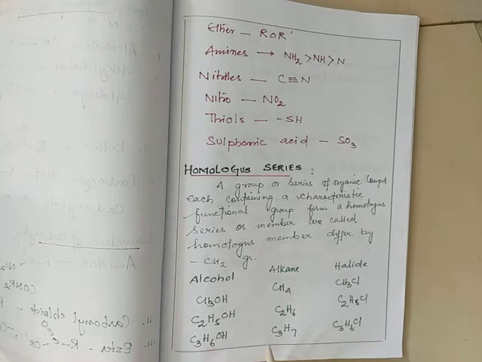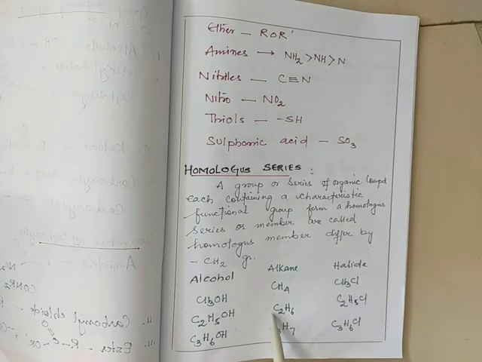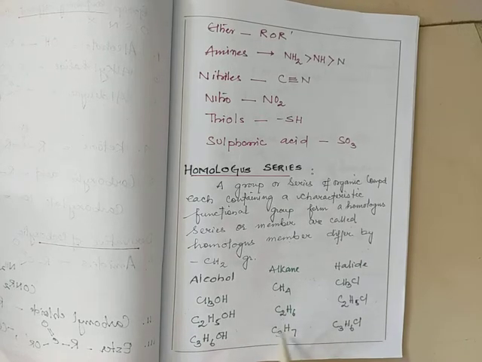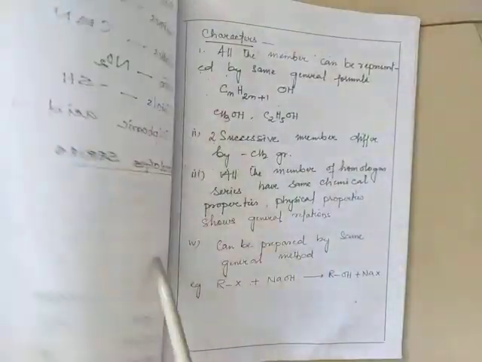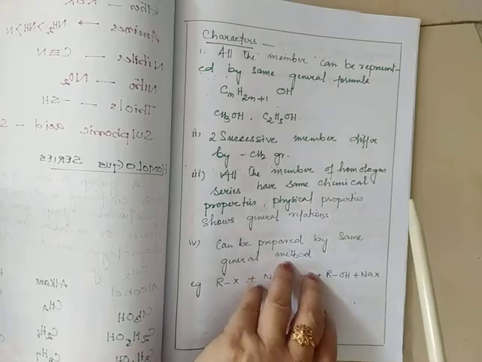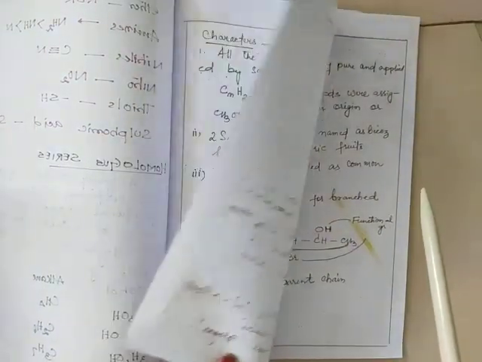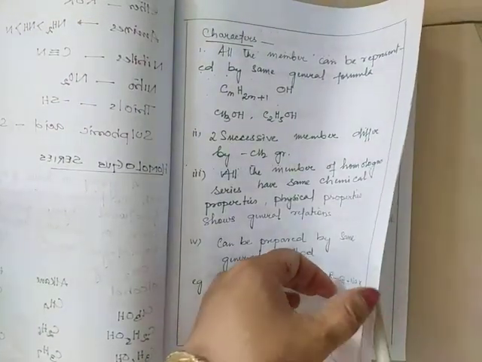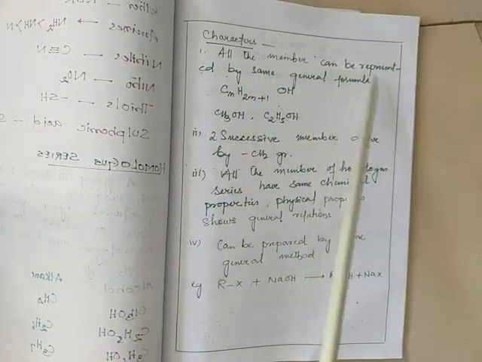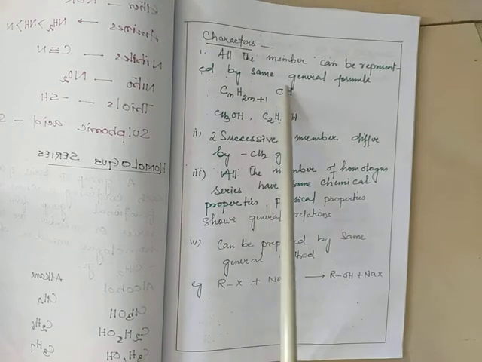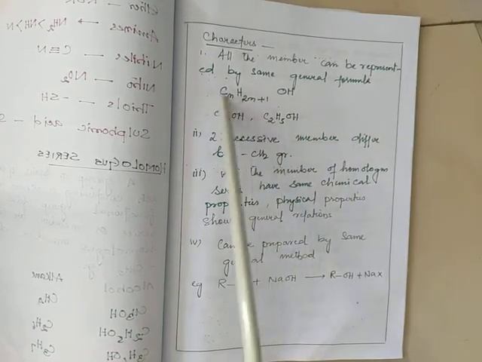That means in the form of a series, a group of organic compounds having characteristics and a functional group will form the homologous series. Now here are the characteristics of the homologous series. All the members can be represented by the same general formula. This is the general formula.